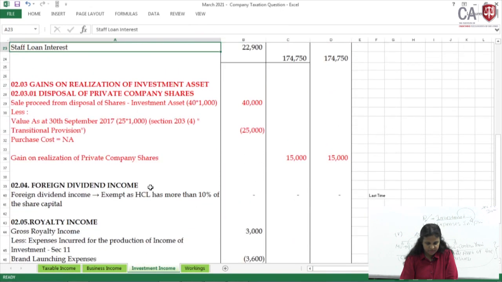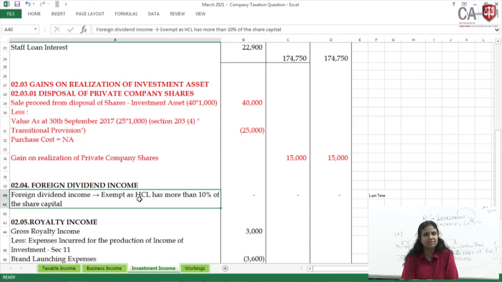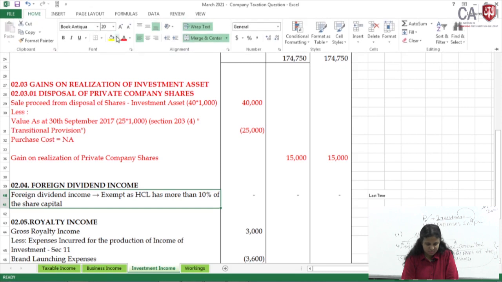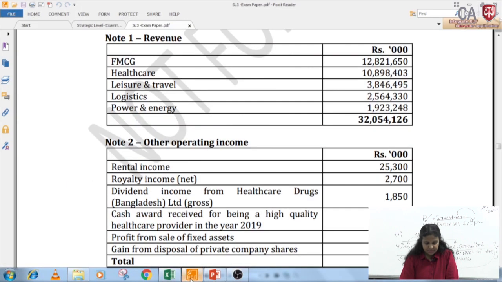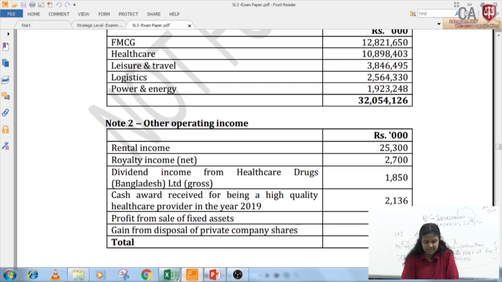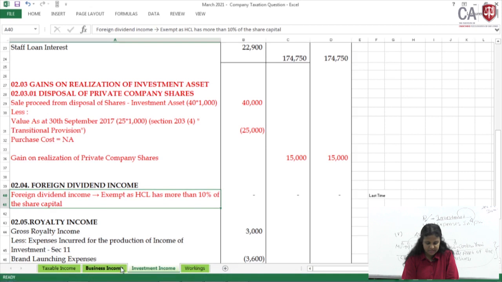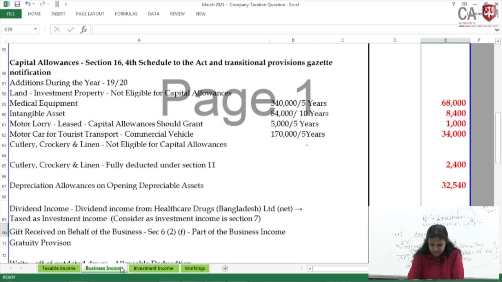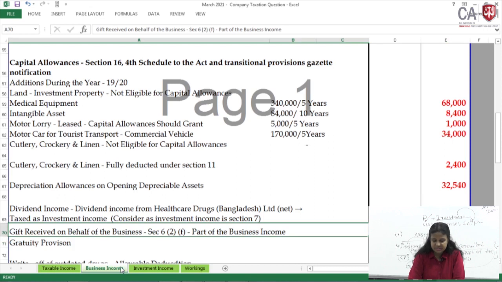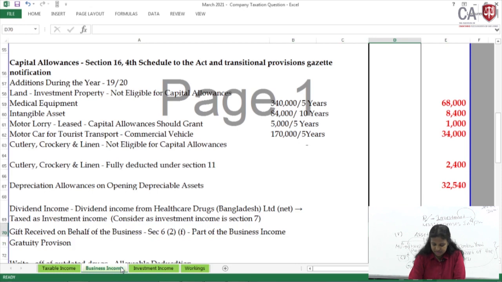The foreign dividend income is exempt as HCL has more than 10% of the share capital invested. This is the same adjustment as tested last time; these are bonus adjustments to you. Then the next one, cash award received for being a high quality healthcare provider in 2019. I have explained this. This is a gift received on behalf of the business, part of the business income. It is already included under other operating income, therefore it's included in the profit before tax, so no adjustment is required. It is a gift received on behalf of the business, section 6 subsection 2F, so no adjustment required.